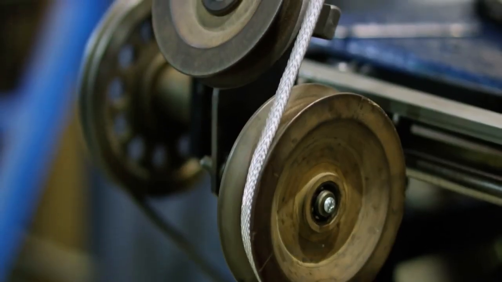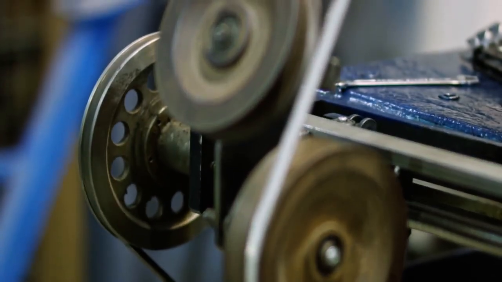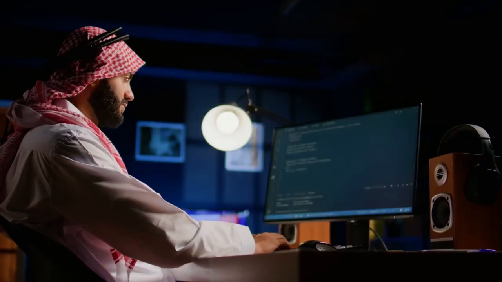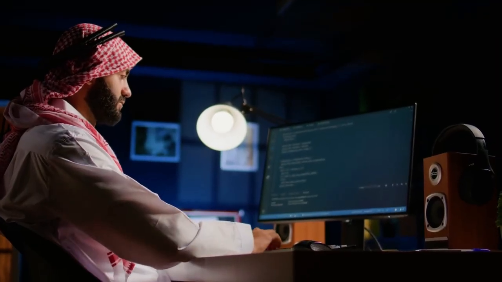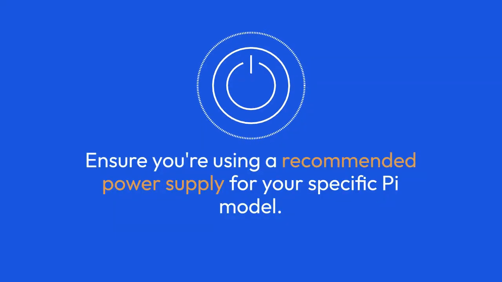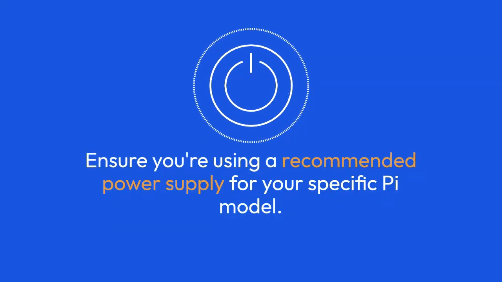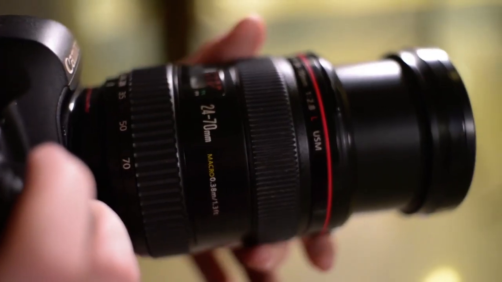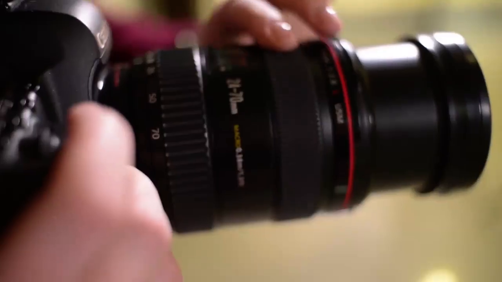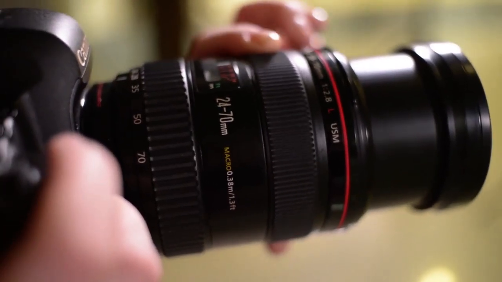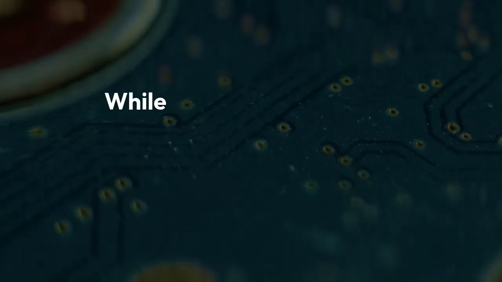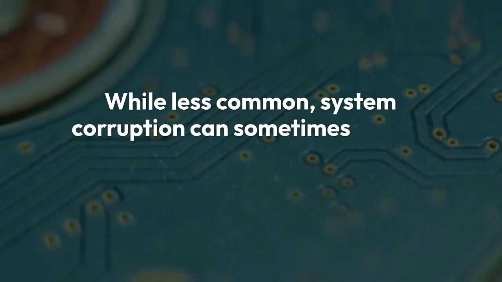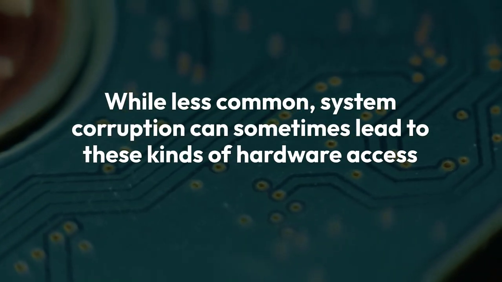Don't overlook your power supply either. An underpowered Raspberry Pi can lead to all sorts of strange, intermittent issues, and camera detection problems can sometimes be a symptom. Ensure you're using a recommended power supply for your specific Pi model. In rare cases, if everything else fails, consider reflashing your SD card with a fresh copy of Raspberry Pi OS. While less common, system corruption can sometimes lead to these kinds of hardware access issues.